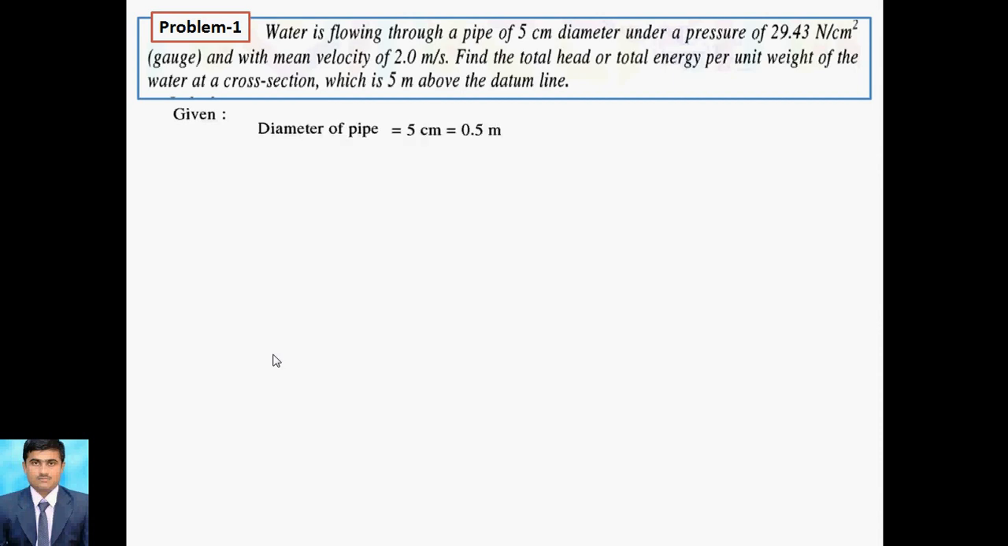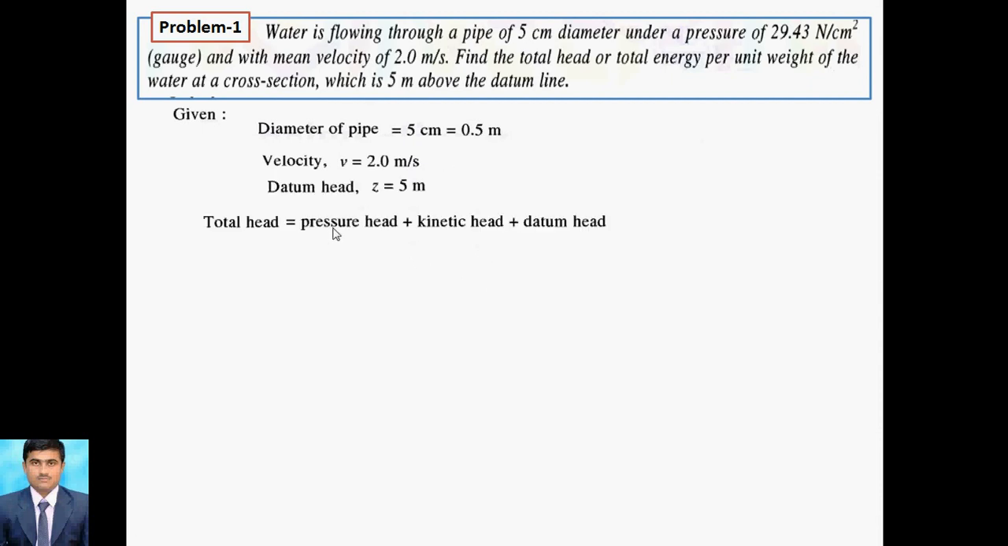First of all, look at the diameter of the pipe. The diameter is 5 centimeter, which becomes 0.05 meter when we convert centimeter to meter. Then it is directly given that V is 2 meter per second. Whenever meter per second is given, we take it as velocity. Next, the pressure is given, that is P equal to 29.43 Newton per centimeter square. Then the datum head is 5 meter.